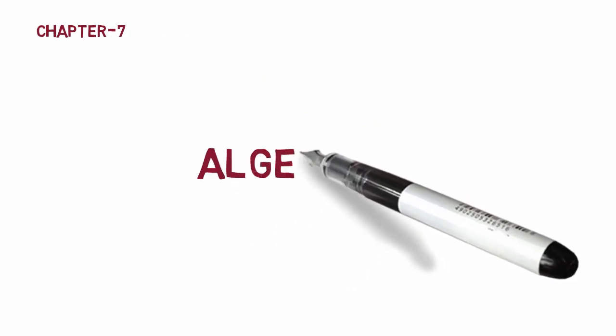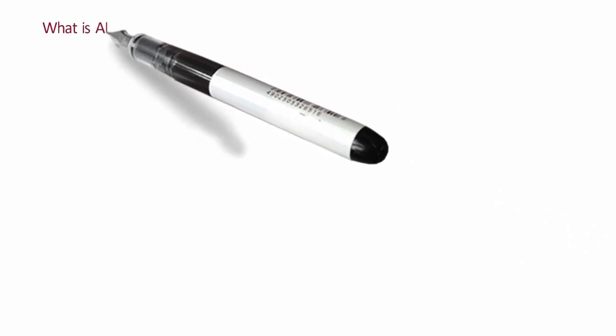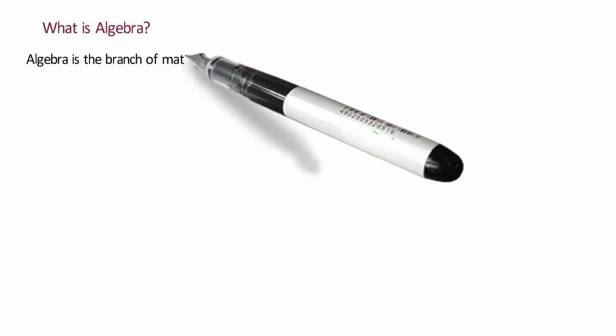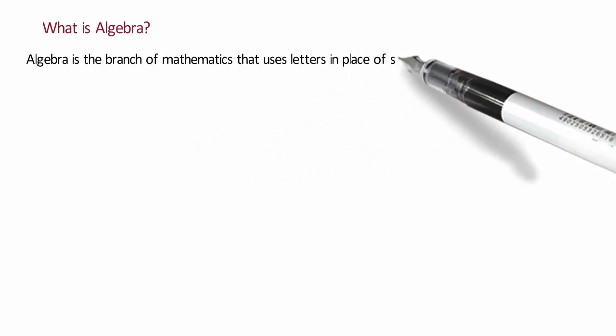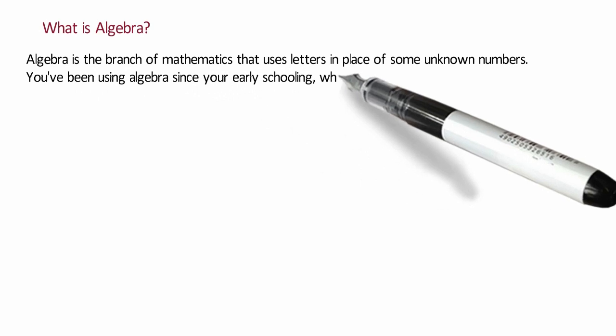Chapter 7, Algebra. What is algebra? Algebra is the branch of mathematics that uses letters in place of some unknown numbers.